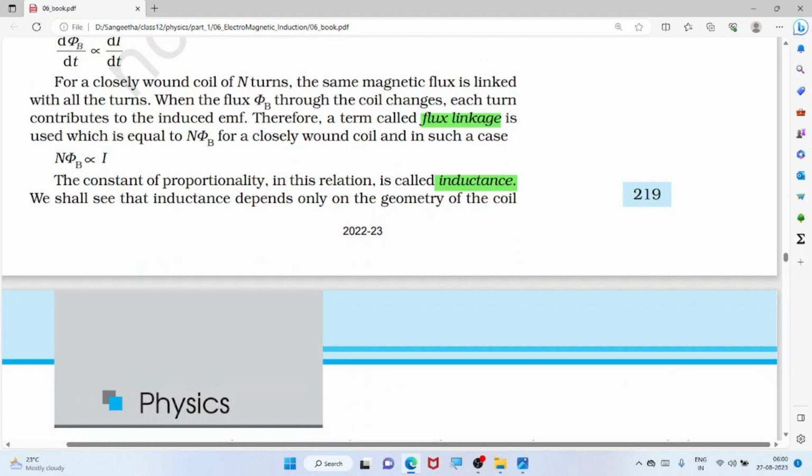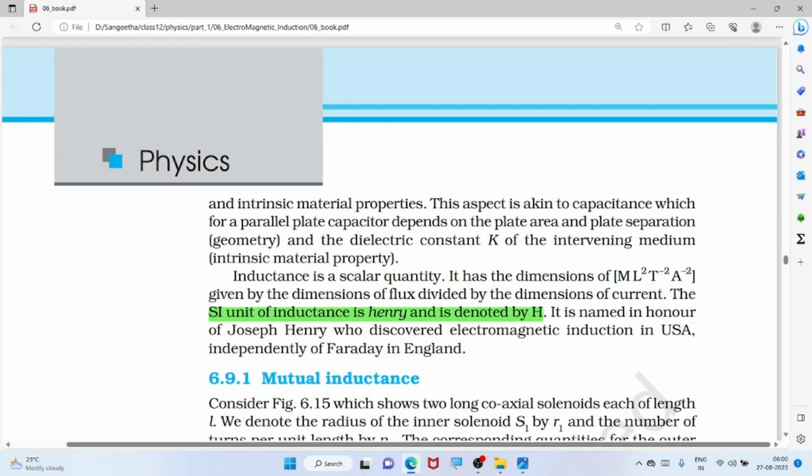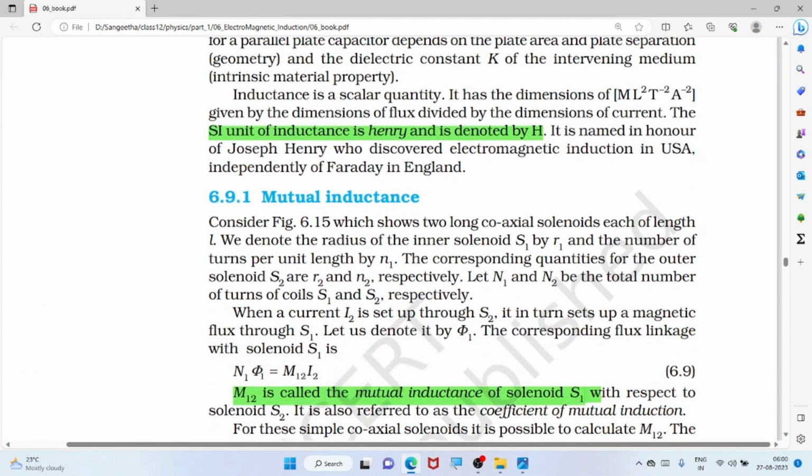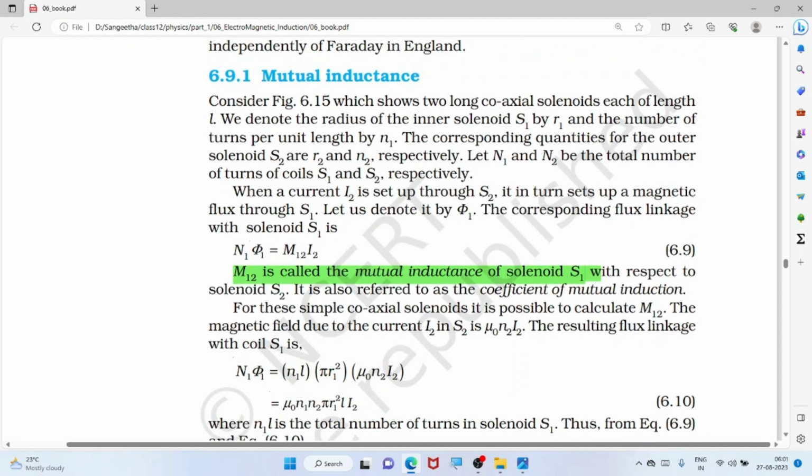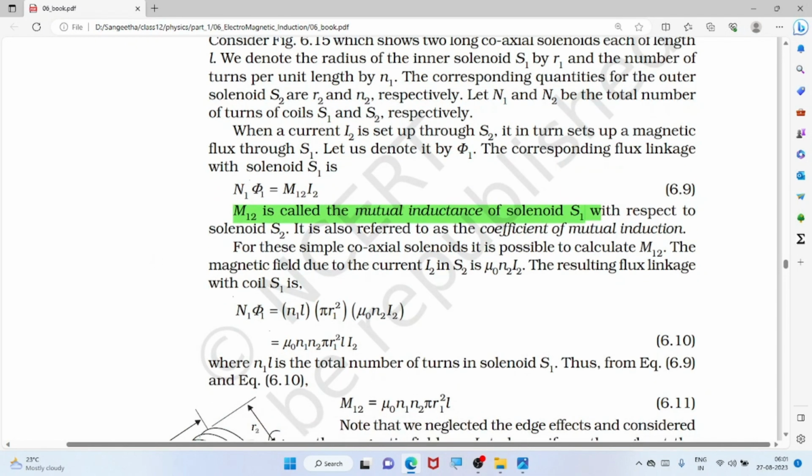Inductance, flux change. The unit of inductance is Henry, H. Mutual inductance means inductance due to one coil. Current in one coil, inductance in the other coil. M12 is called the mutual inductance of solenoid 1 with respect to 2. M12 means mutual inductance of 1 with respect to 2.